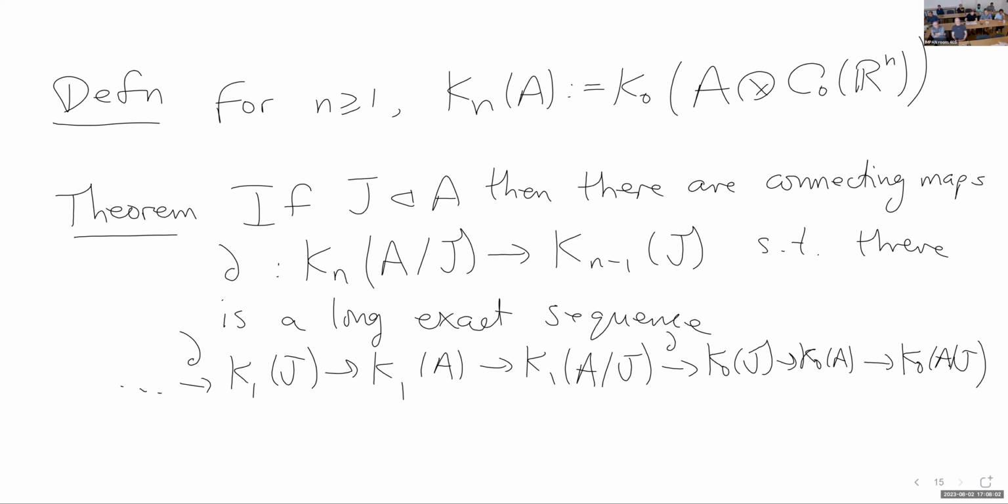Now I jumped the gun slightly, I mean, I slightly did in my notes, but whatever. Here is what I wanted to tell you, which I was telling now: K1 has another description, not just in terms of K0 of the suspension, K0 of A tensor C0. We can define it very much like K0, except with unitaries instead of projections. So maybe I'll mention this now.